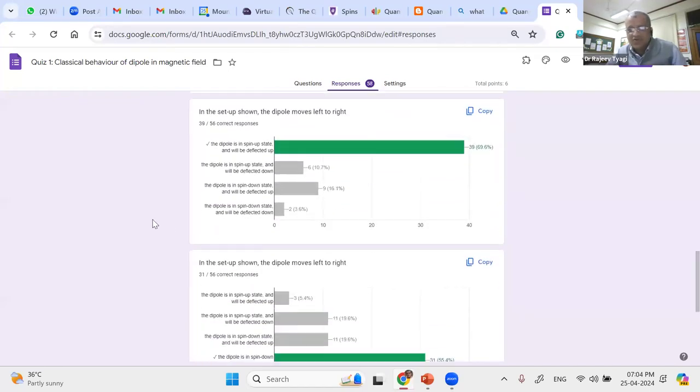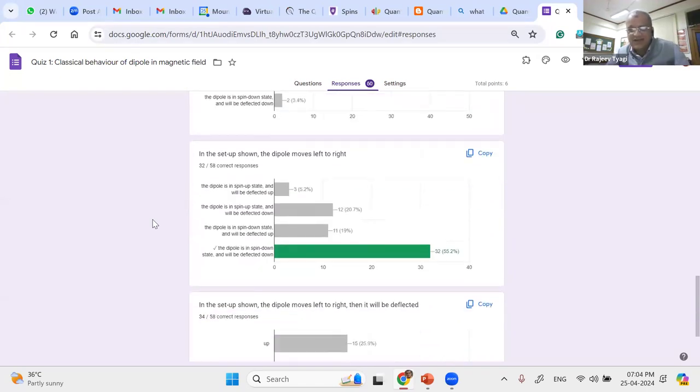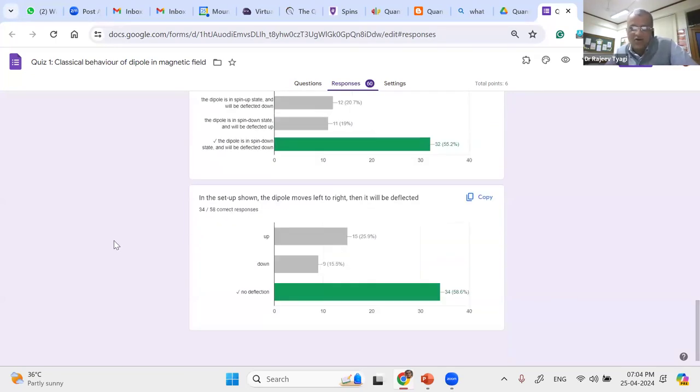And in the setup shown, the dipole moves left to right. Depending on that figure, 70% of you got it right. There were two things that you had to answer. Is it a spin up or spin down? And will it be deflected up or deflected down? 70% of you have been able to get it right. But the second one, you could not get it right. The last one, this is surprising. The last one was a straight one. It will neither be deflected up nor be deflected down.